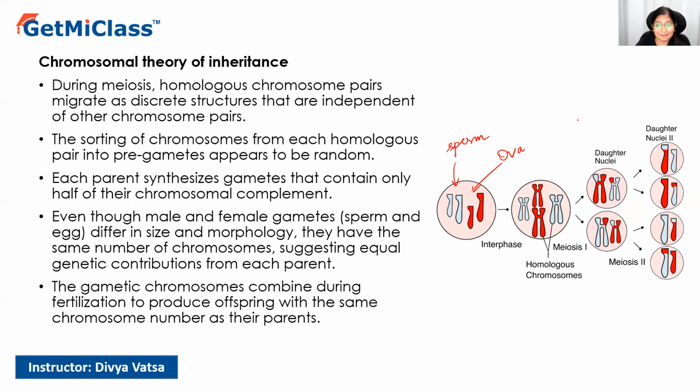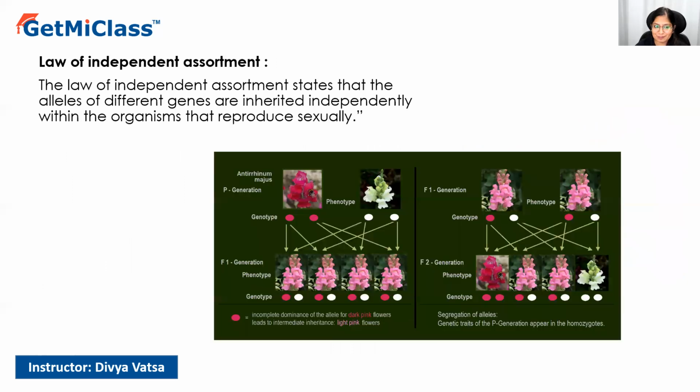Meiosis one will take place where there will be synapsis. They will exchange information. There will be chiasmata formation, and after that the daughter nuclei are formed. So basically, the exchange of information takes place. Is that clear? On this, the law of independent assortment is used.